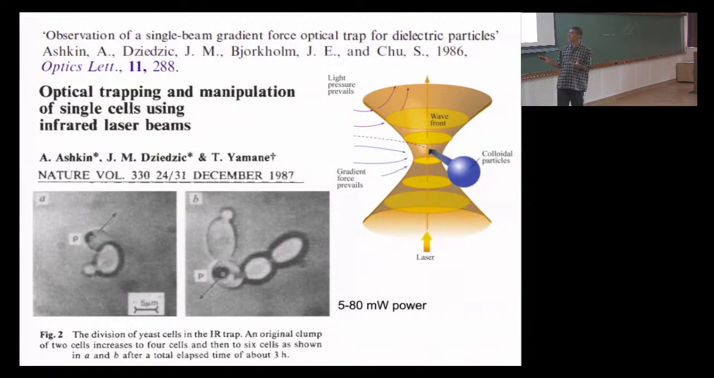So all these kinds of developments, see the division of yeast cells in infrared. IR means infrared. Why? Because the wavelength used in these optical tweezers is normally in the infrared region. And this was the kind of power he used. And so let us see how it actually works very quickly. I will go through this.